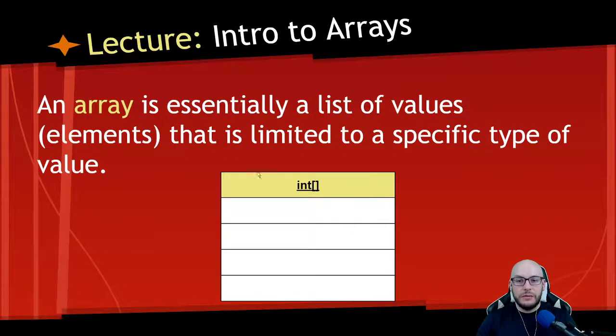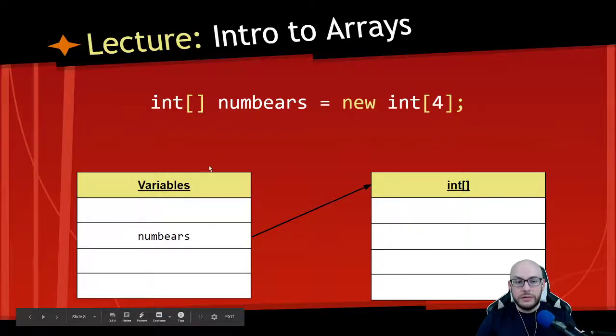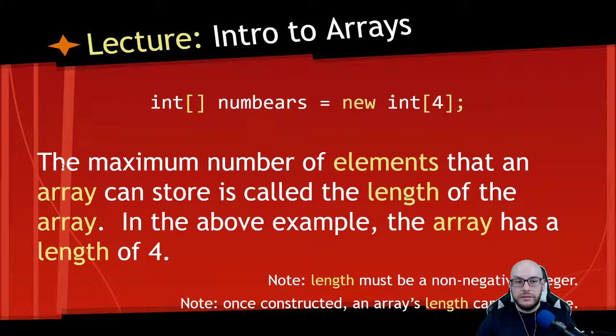So I want you to think of the integer array, numbers, as just a variable, a separate entity from the actual array itself. An array is essentially a list of values or elements that is limited to a specific type of value. This is going to be one object. This is going to be one list, effectively, that can store multiple integers. Visually, it looks something like this. I have the variable, numbers, and it is referencing or pointing to an integer array. Here we're illustrating that the maximum number of elements that an array can store is called its length. In our example, we have a length of 4. So in these brackets over here, whenever we're creating the actual array, we're saying that it can hold a maximum of 4. That is its length.